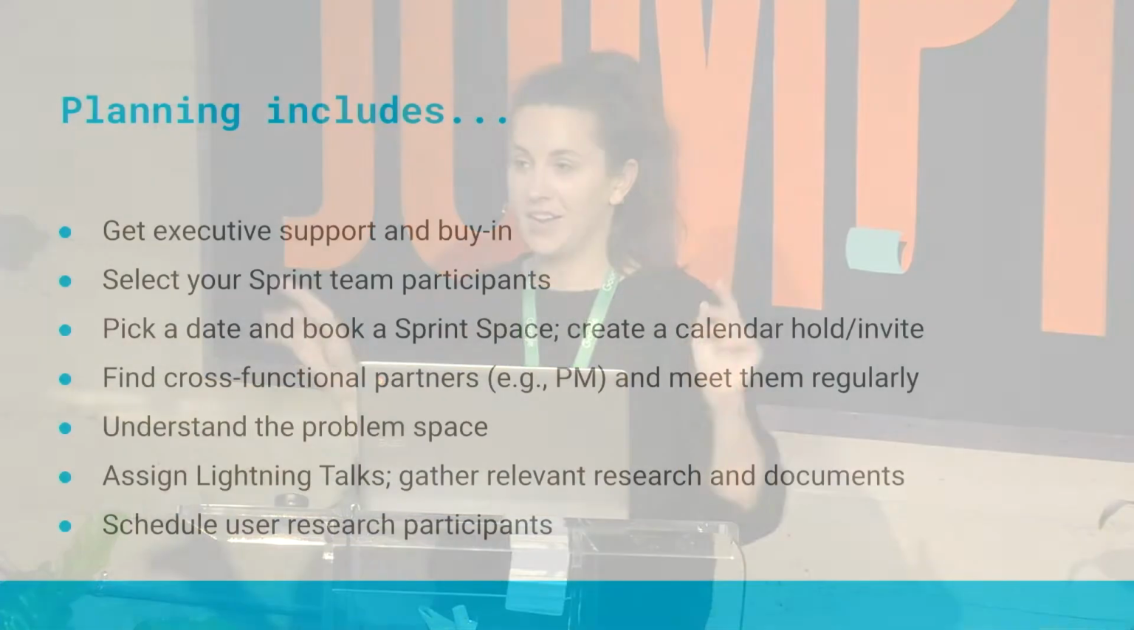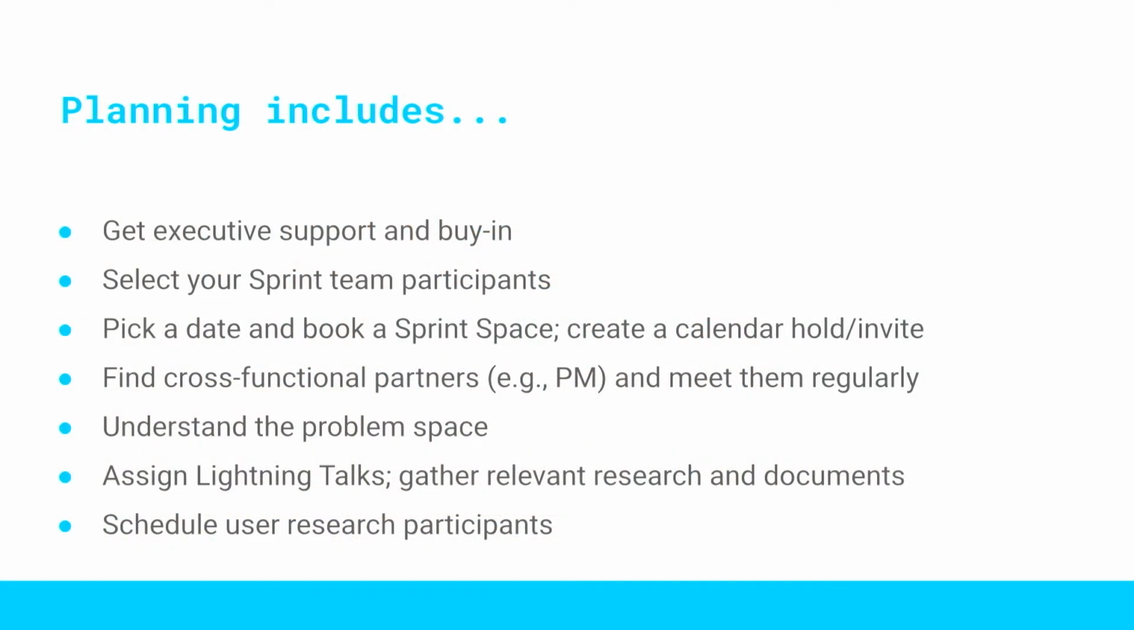So planning includes getting executive support and buy-in, very, very important. Selecting your cross-functional sprint team participants, picking a date and a sprint space, finding cross-functional partners, meeting with them regularly before the sprint so they know what to expect, understanding the problem space, assigning these lightning talks, kind of like the Headspace PM did, like here's your homework to do before the sprint, and scheduling your user research participants for the validation phase.